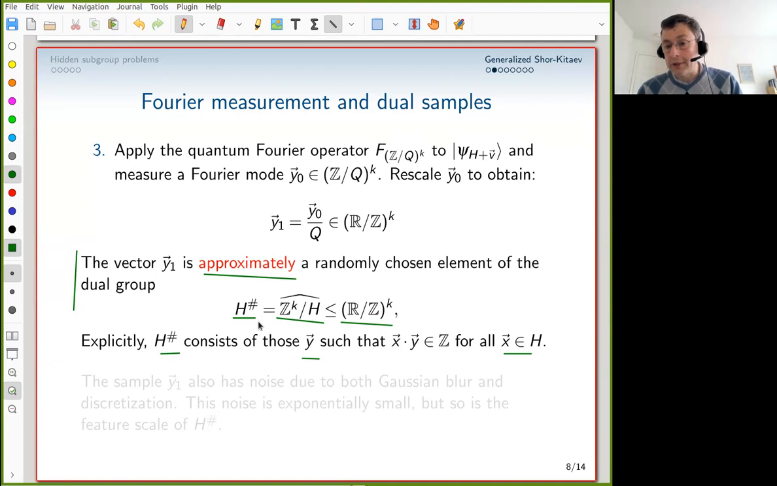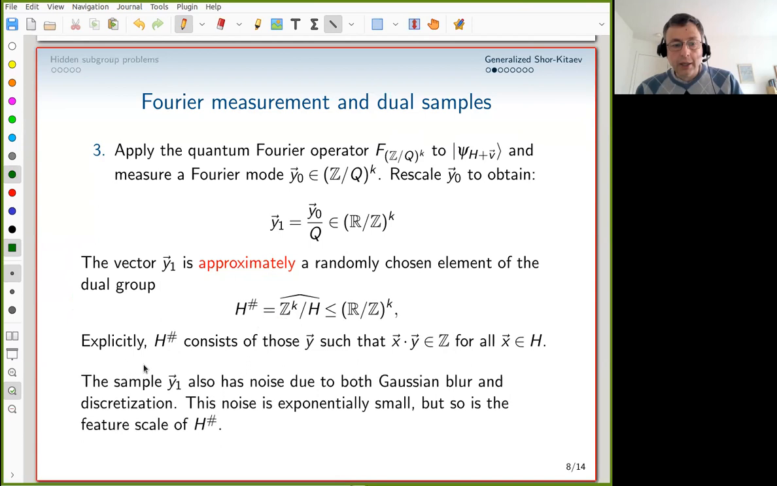I shouldn't say generalizes. Now, the sample Y1 has noise for two reasons. It has noise due to Gaussian blur because the input had Gaussian shape, and it has noise due to discretization, because basically this finite discrete Fourier transform was used as an approximation to the full-fledged quantum transform from little L2 of Z to the K to big L2 of this torus. So it'll have noise from both of those cases.